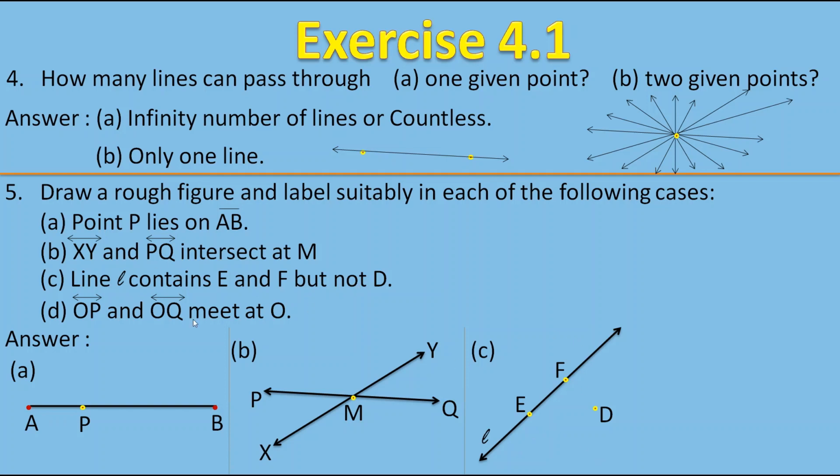Next is OP and OQ meet at O. So we have two lines OP and OQ and they both are meeting at point O. So this is the figure for this. OP and OQ, these two lines are meeting at point O.